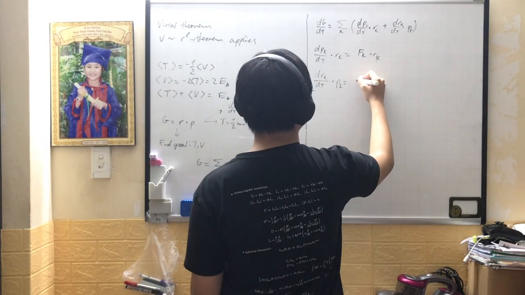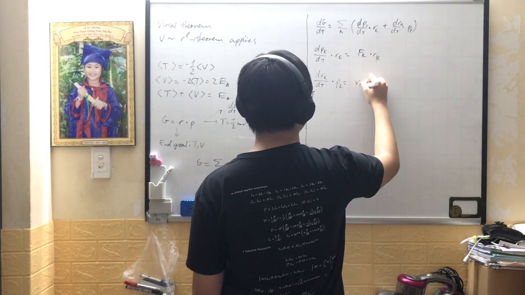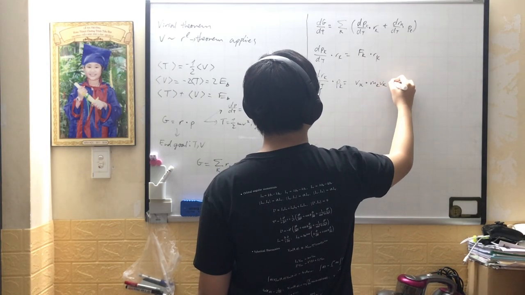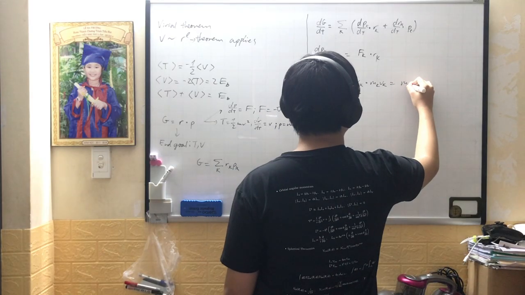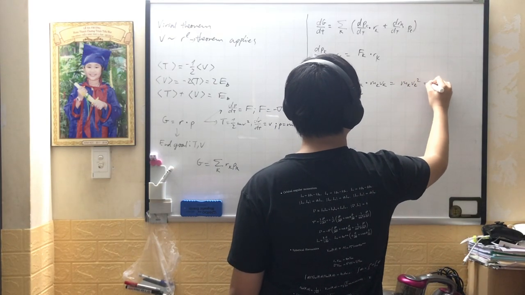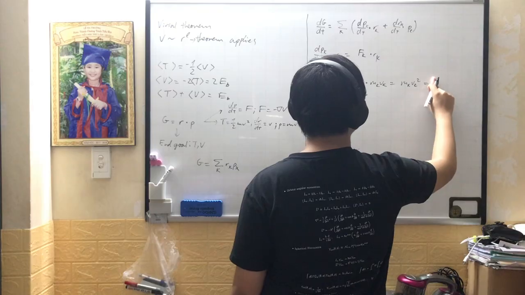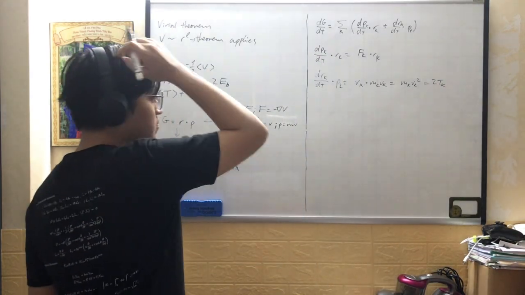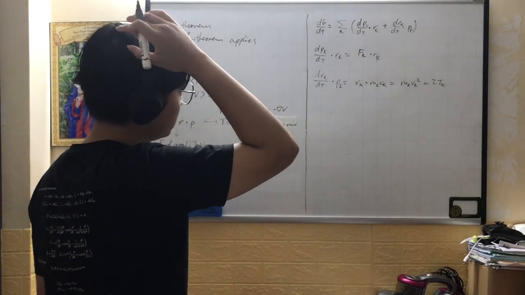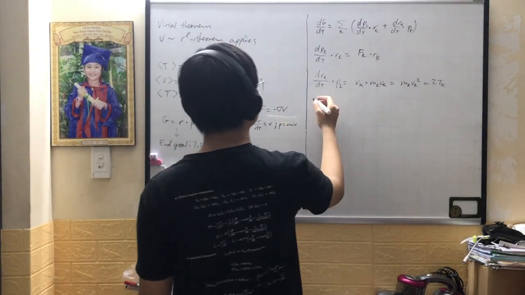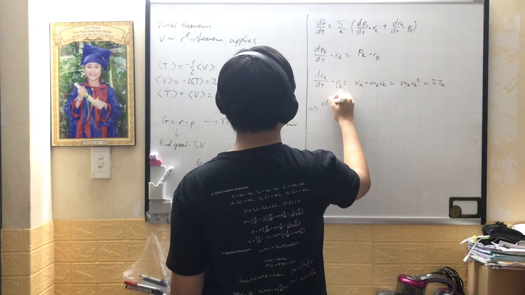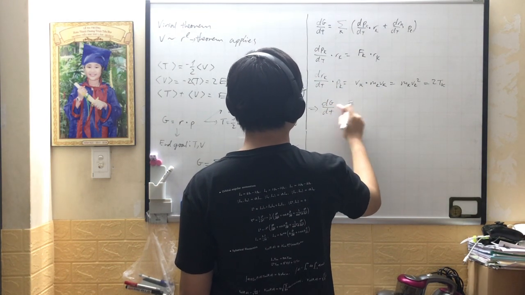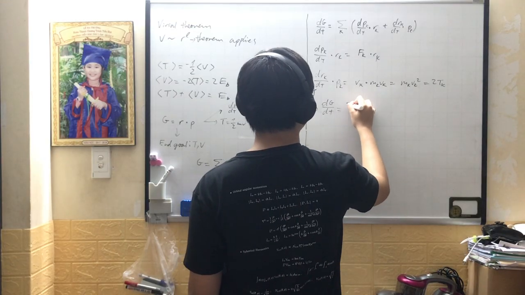dr_k/dt is v_k. This is m_k v_k. So this is equal to m_k v_k squared, equal to 2T_k. Yeah, 2T_k. All right, so these are what you got. Now we put these back into our main function.